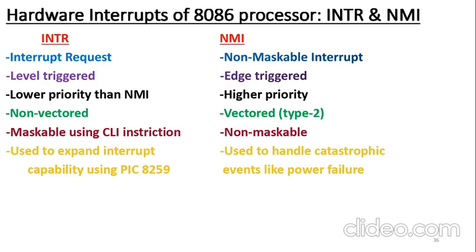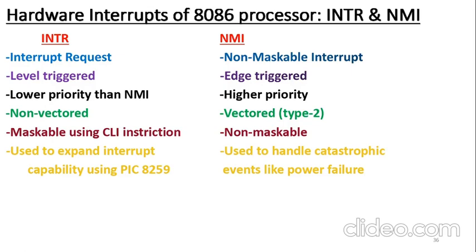Next, where is INTR used? INTR is used to expand the interrupt handling capability of the microprocessor using Programmable Interrupt Controller PIC 8259 devices. Whereas the non-maskable interrupt NMI is used to handle catastrophic events like power failure.